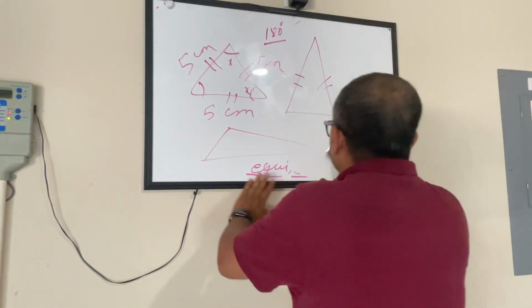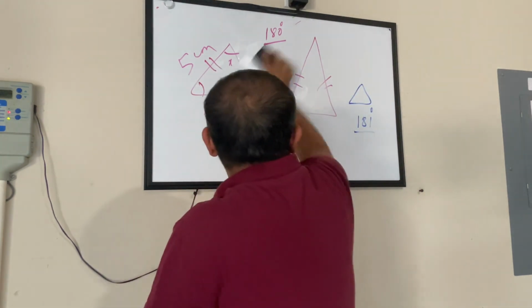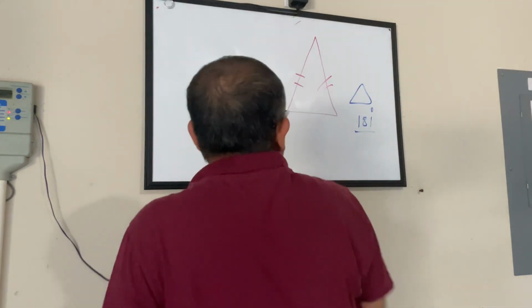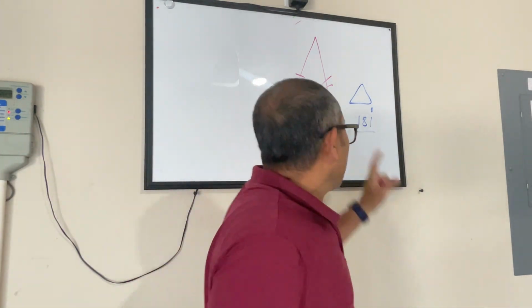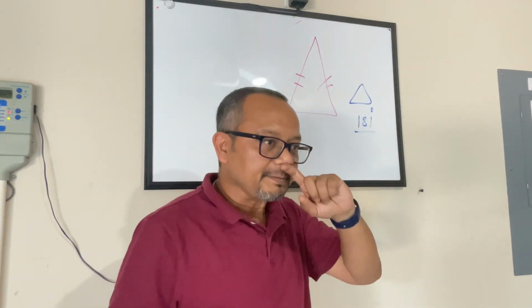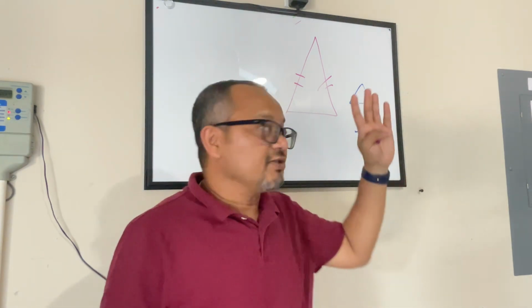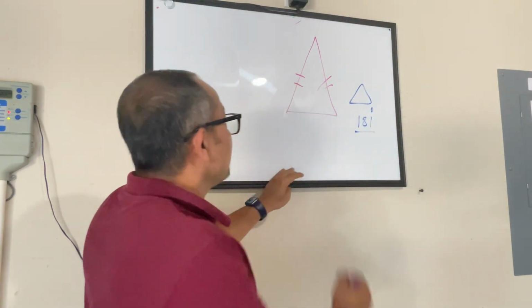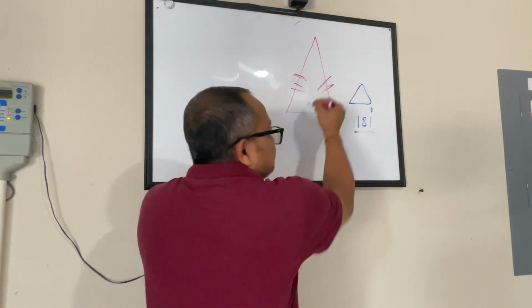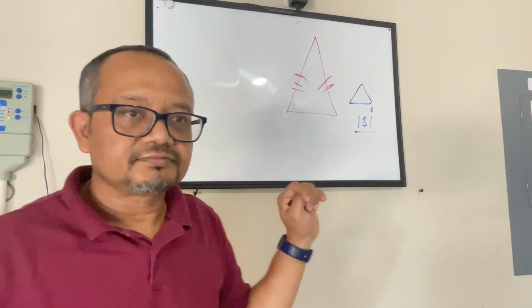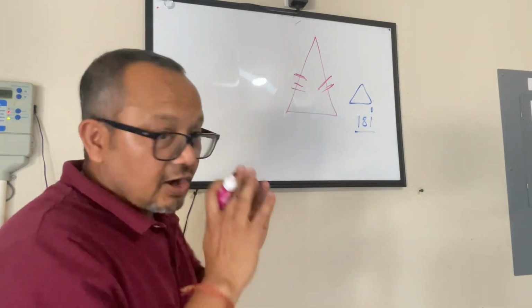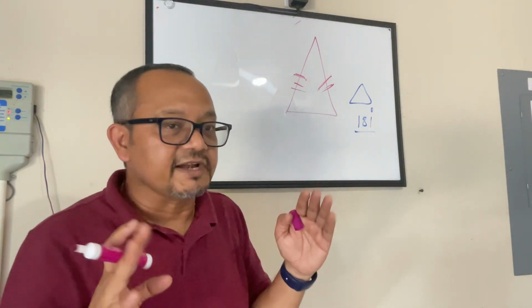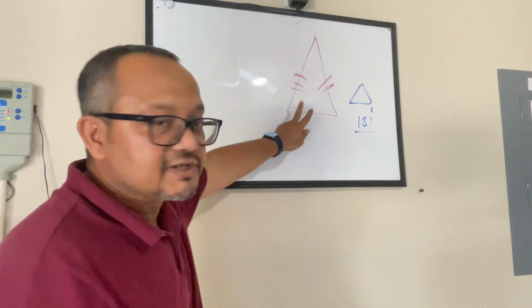Now, let's go to the next one. Equilateral triangle we talked about. Let's look at the isosceles triangle. What is the property of this guy? When you call a triangle an isosceles triangle, two sides are equal. All three sides equal, equilateral triangle. Only two sides equal, isosceles triangle.